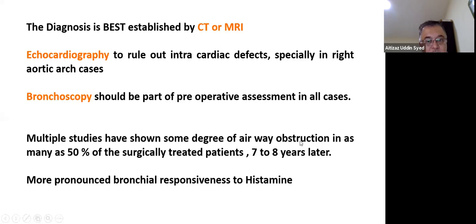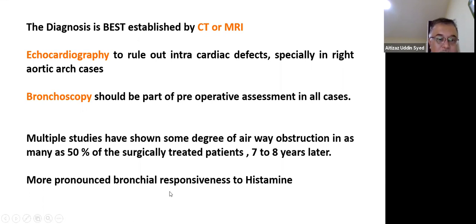Multiple studies have shown some degree of airway obstruction, we are not talking about the anatomical obstruction, the airway obstruction at the smaller bronchiolar level, in 50% of these patients. So don't be surprised that you did a very nice ring repair or surgically treated and the child still needs nebulization, is still wheezy, because there is an association, and it has been noticed that up to 7 to 8 years they slowly come out of it.